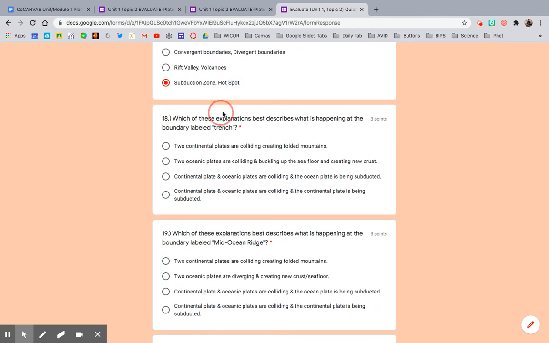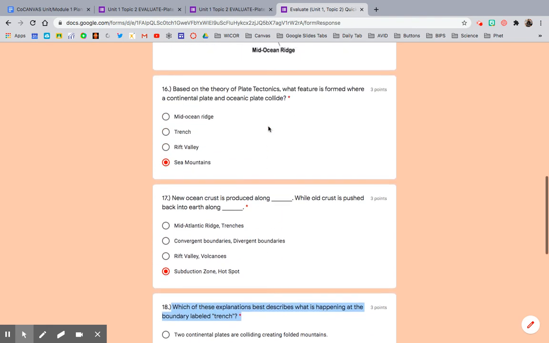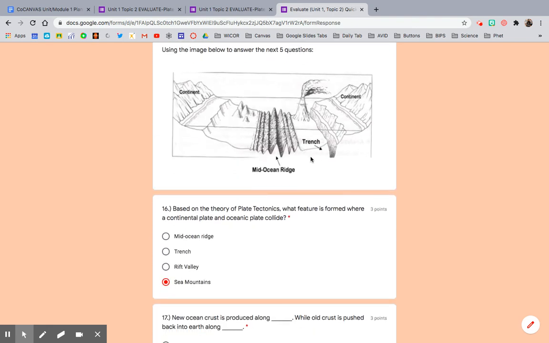Number 18, which of these explains best, so y'all, that is bad grammar on my part, my apologies. So, which of these explanations, that's why I just can't read, y'all. Which of these explanations best describes what is happening at the boundary labeled trench? So, right here, y'all, what is happening at this boundary?